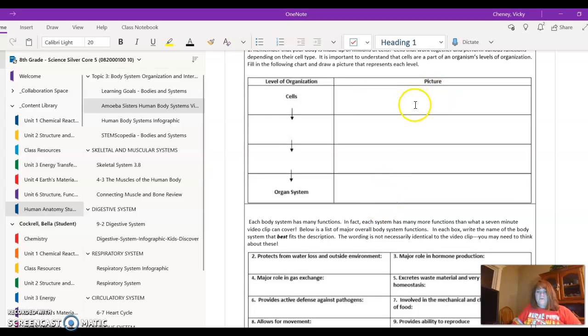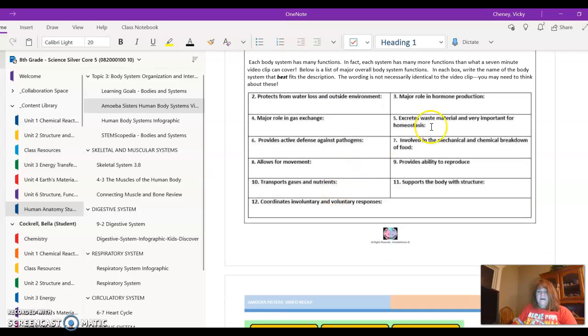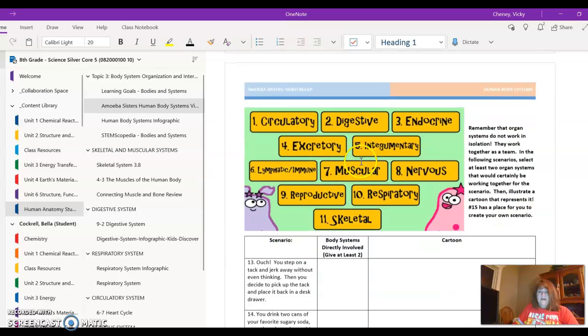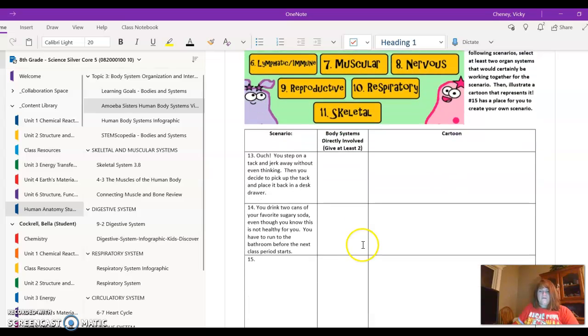I would like for you to try to do a picture of some kind here. We're talking about the levels of organization: the cells, tissue, organ, and organ system. And then you can also look at the different body systems. Down here we have the circulatory, digestive, endocrine, excretory, integumentary, lymphatic or immune system, the muscular, nervous, reproductive, respiratory, and skeletal system. Each day I'm going to have you work on a different body system in the next couple of weeks.